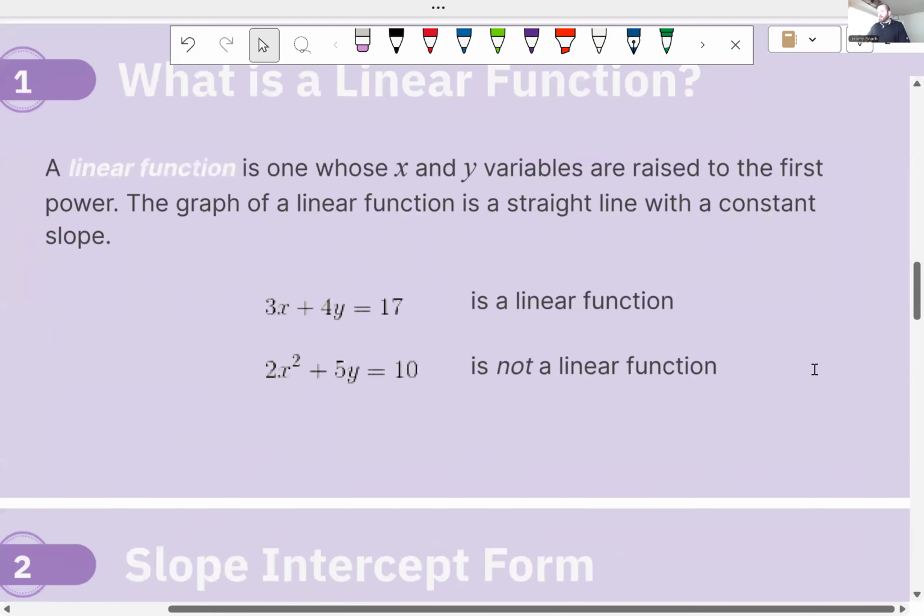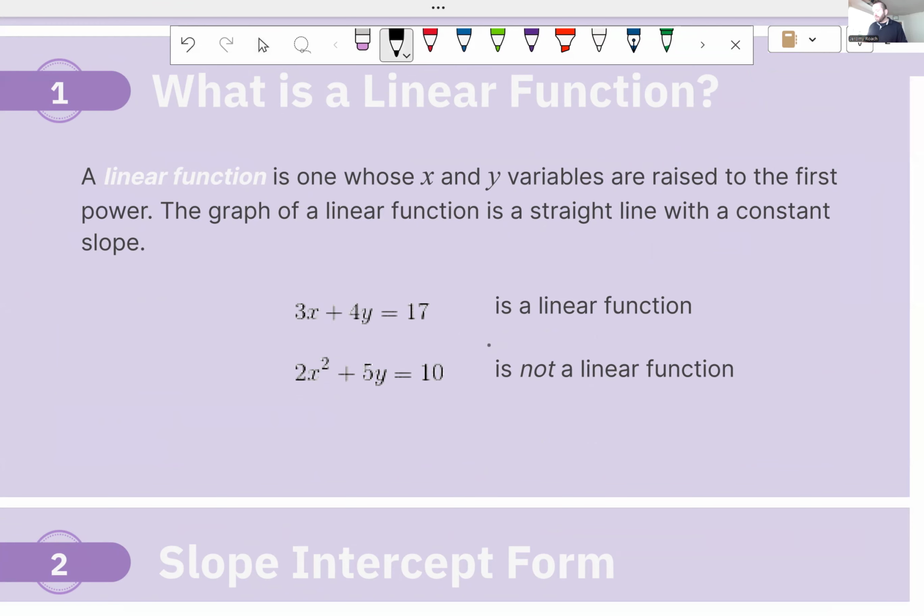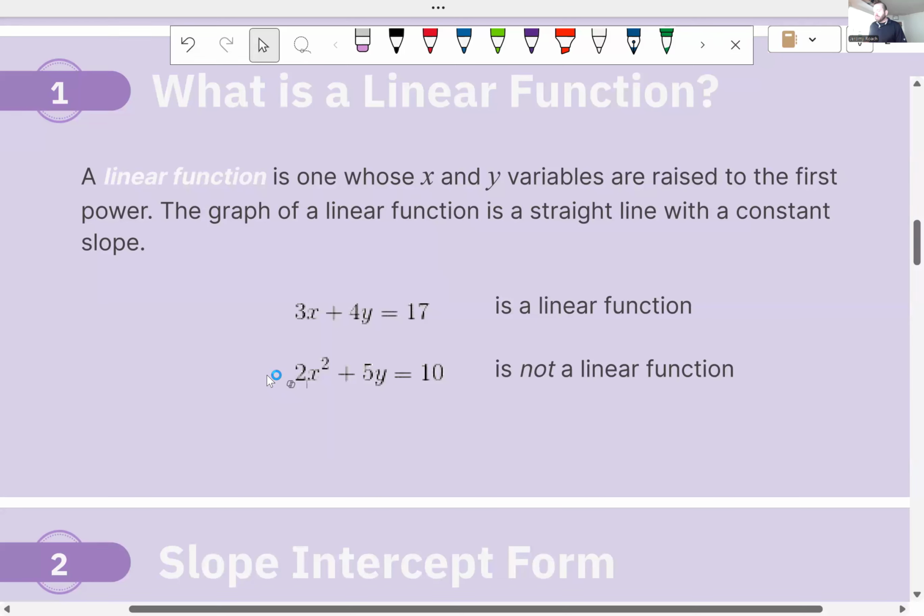A linear function has x and y variables in it. This is a little fuzzy to see here, unfortunately, but you can still see it says 3x plus 4y is 17. That's a linear function. We know it's linear because there's no x squareds and there's no y squareds. This second one is not a linear function because we have an x squared there. So all of these linear functions are going to create a straight line.